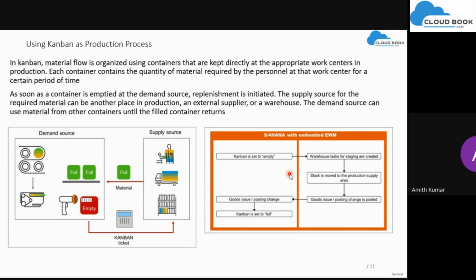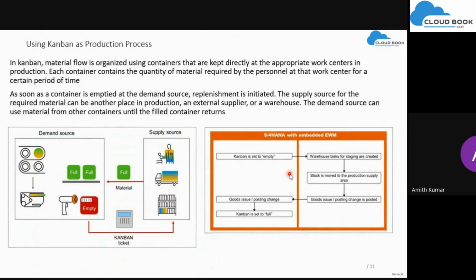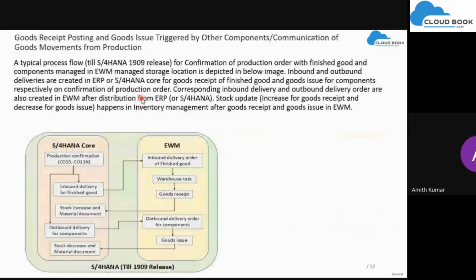So that is the concept of Kanban-based staging, right? So we also use this process widely in many industries. Yeah. So that was about the different methods, right? We saw the advanced production integration. We saw the delivery-based production integration. We also saw the concept of the Kanban-based staging method, right? Now let's try to understand some other ways of handling the production integration with EWM.